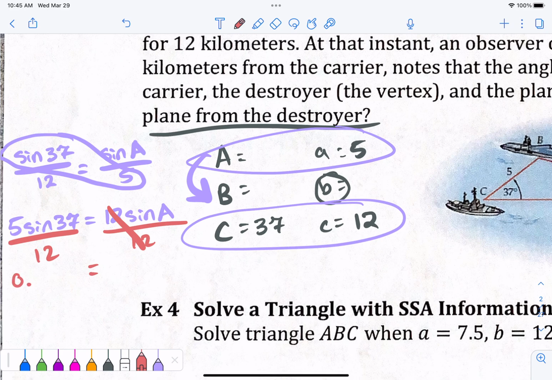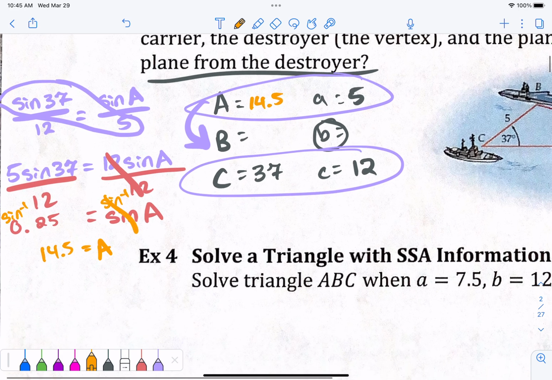Somebody type that in for me. 5 sine of 37 divided by 12. 0.25-ish or something like that, right? But that's equal to sine of A. That's not what A is. So how do I get A then? Inverse of sine. You do the inverse sine of that number, right? You should have an answer button. If you can use the full decimal, that would be great. 14.5. A is 14.5. So do you see how the weird thing is if you're solving for an angle, you'll eventually have to do the inverse sine of that, okay?